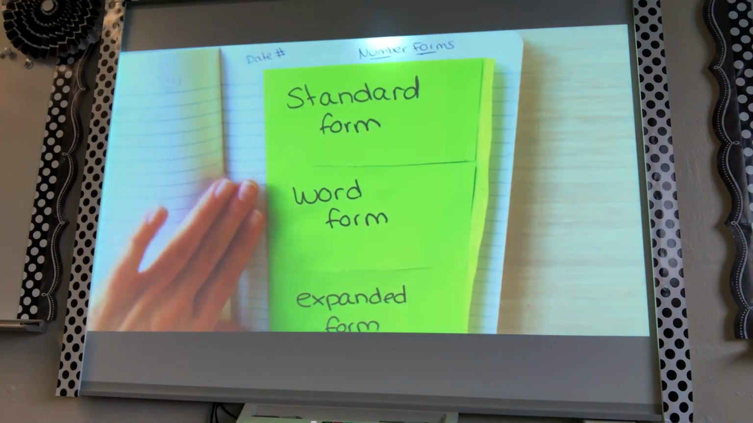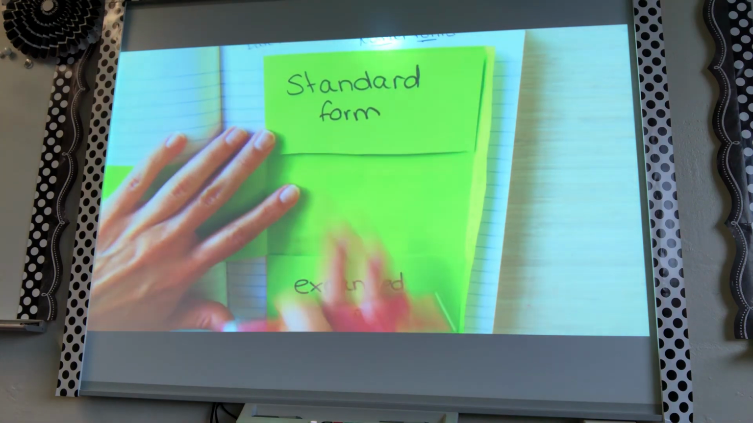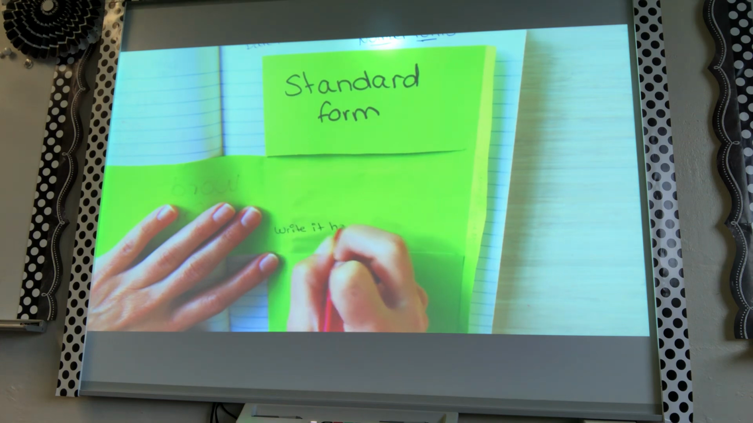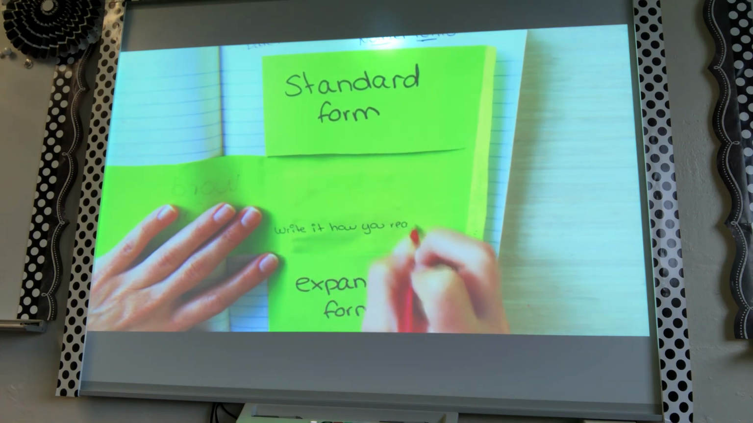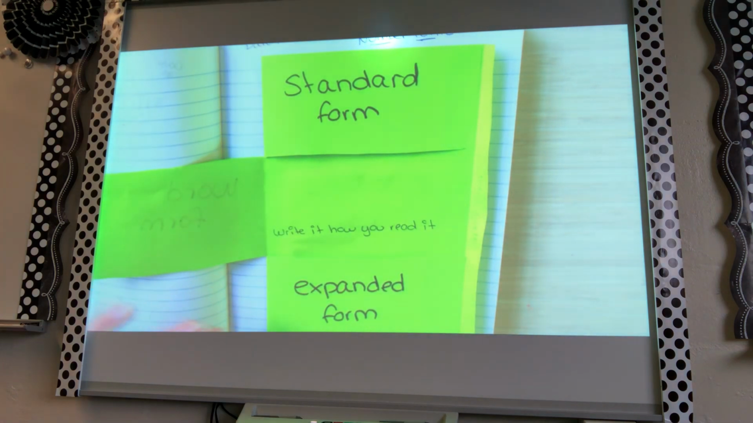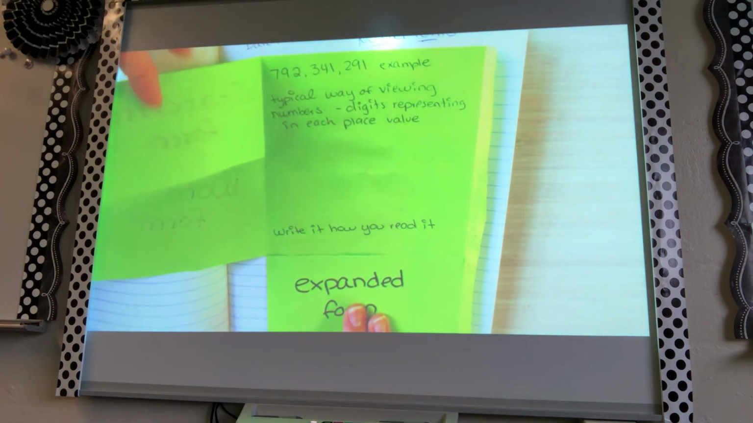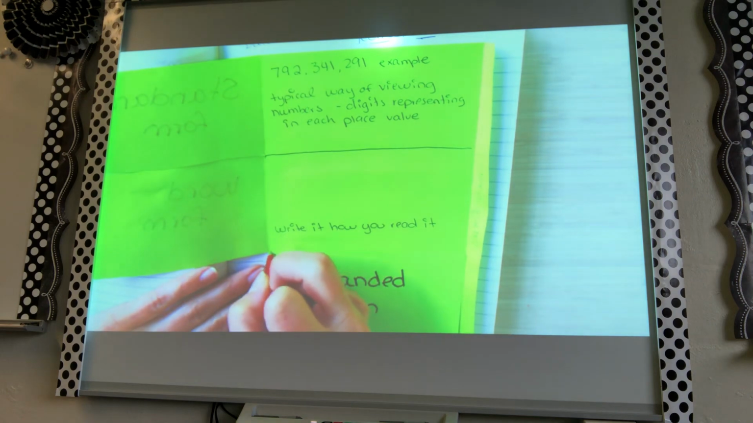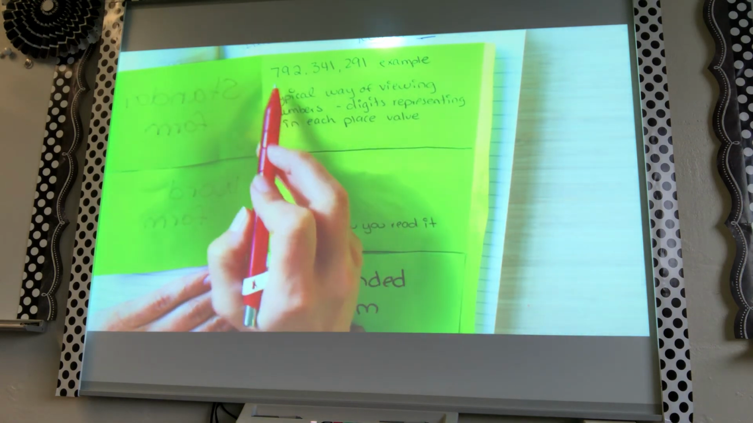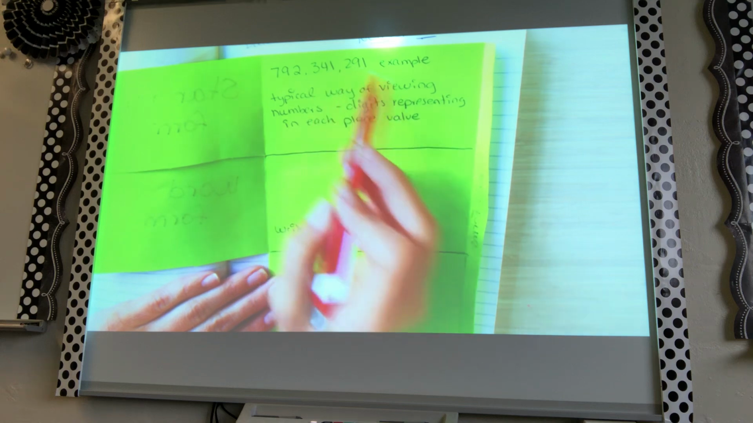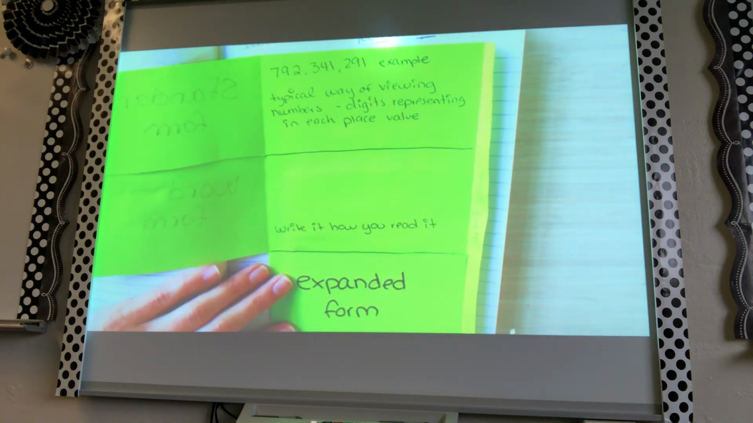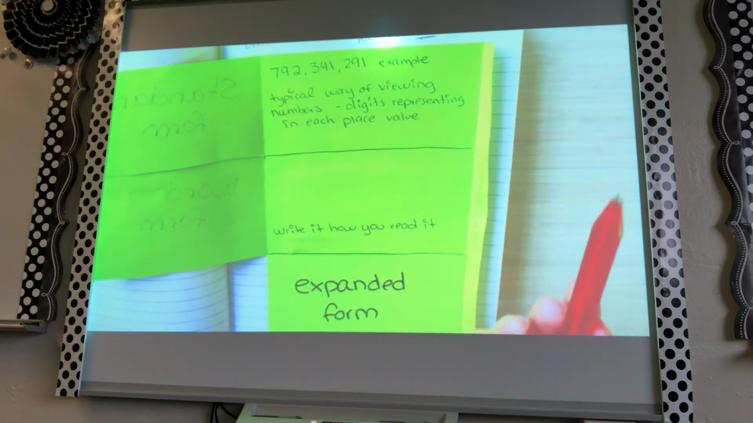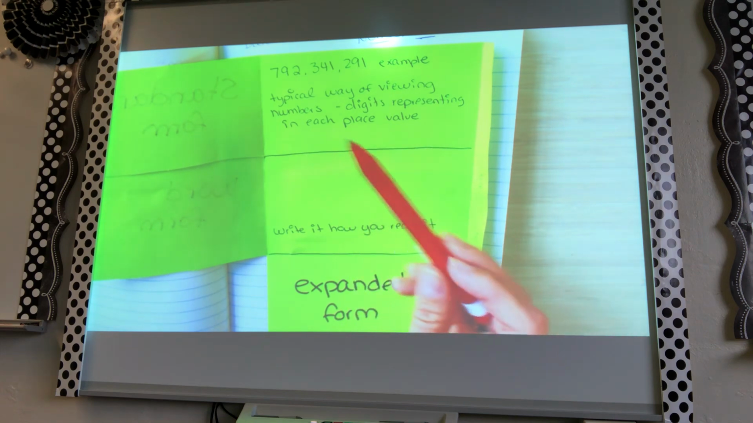So that's standard form. Now word form is essentially you just write it how you read it. So I like to say, write it how you read it. So it's pretty simple. So I'm going to open up my standard form again. This is my example. So draw a line so I don't get confused here. My standard form here is 792,341,291. And they're just digits in each place value. So when I do word form, I'm going to write out the word version of the value. So it's really important that you remember to stay in your periods.